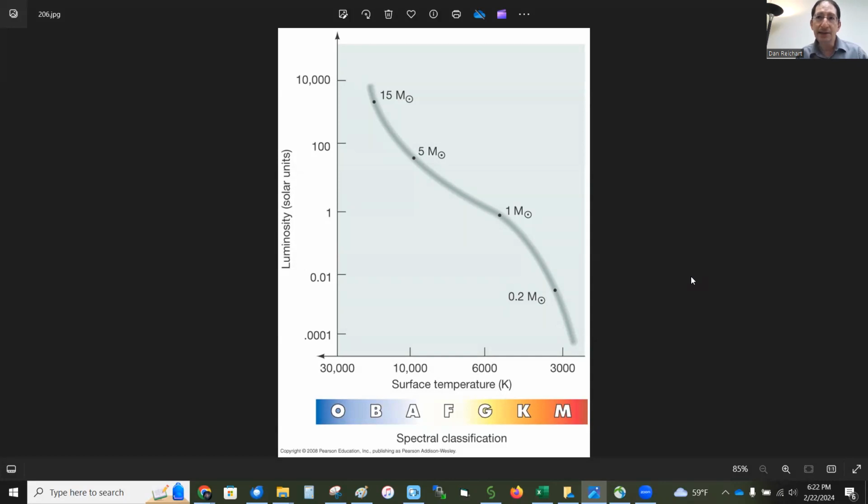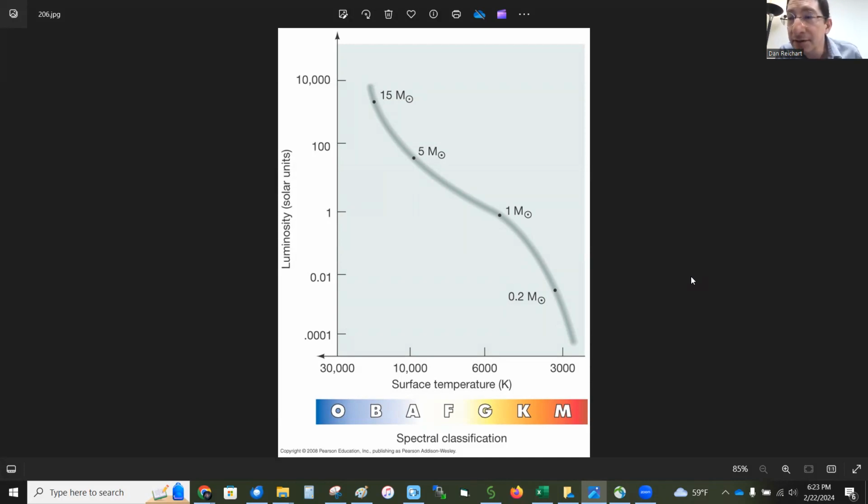This is an HR diagram that shows the main sequence. The main sequence is when a star becomes a star. The little cloud has collapsed to the point that in its core, it's gotten hot enough that it can fuse hydrogen into helium. It's generating its own energy. That's when we consider the star as having turned on, and stars of different mass, when they turn on, end up in different places in the HR diagram on this main sequence.